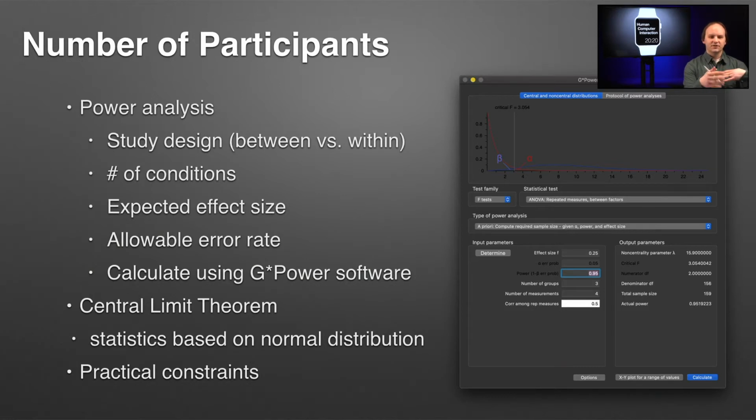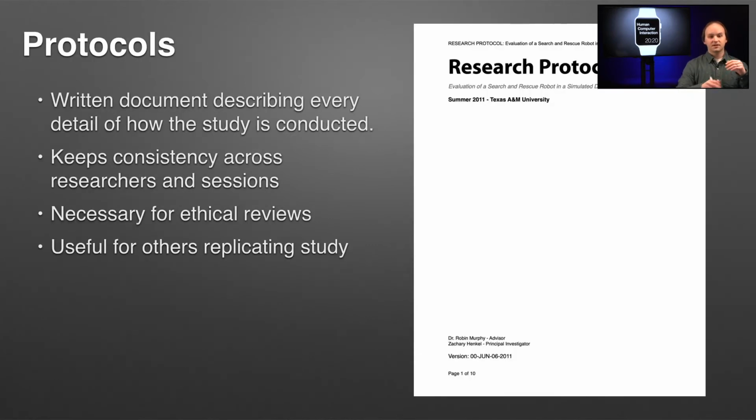But in general, a rule of thumb with the central limit theorem is that you need about 30 samples per condition. That's not entirely accurate for everything, but that's just the quick number that people remember. But you calculate the actual number depending on different attributes of your study.